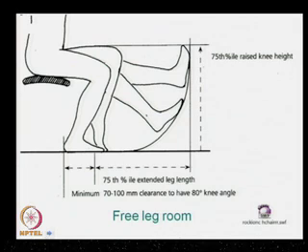Now, if a person sits, normally this is the 90 degree angle. To assist rising, one cannot rise with this 90 degree foot position. So the foot has to go back to around 80 degrees, and from the top of the knee, around 7 to 10 centimeters of space should be kept free, so that it assists rising.